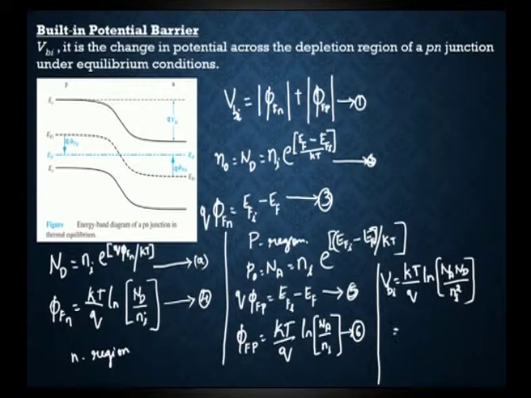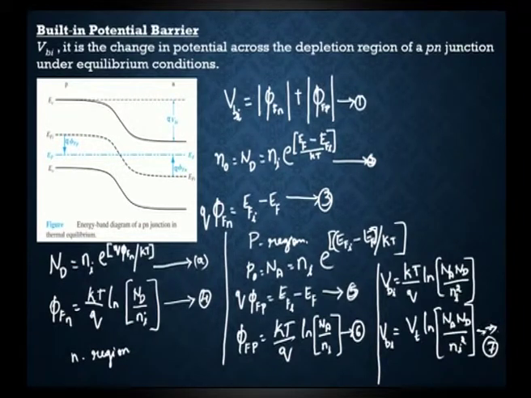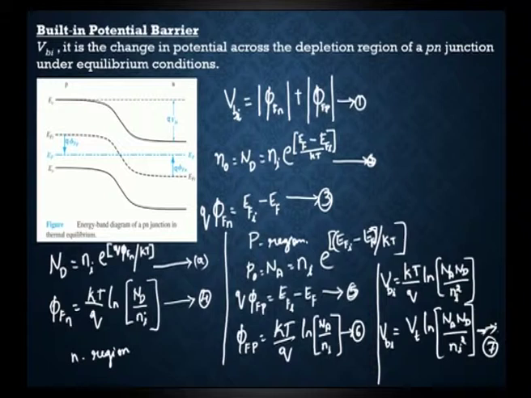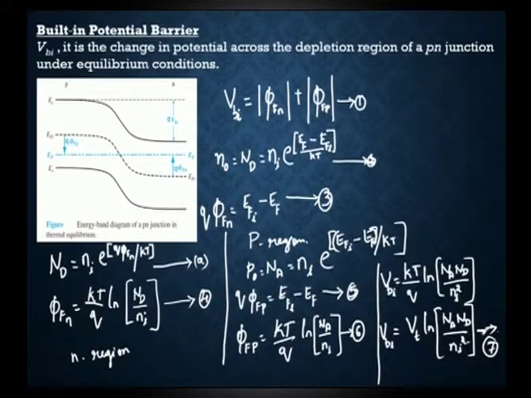This can also be rewritten as VBI is equal to Vt ln of Na into Nd divided by Ni square. This is the equation for built-in potential, and from it we come to the conclusion that the built-in potential changes only slightly with the doping concentration. Even if the donor concentration varies in orders of magnitude, it does not affect the built-in potential much because it is in a logarithmic term.